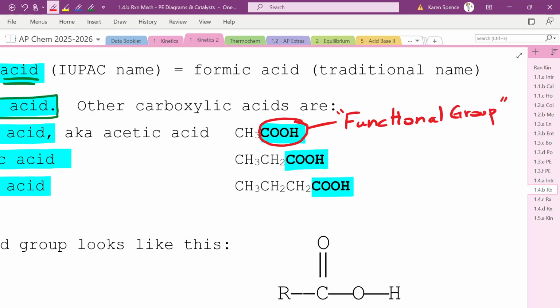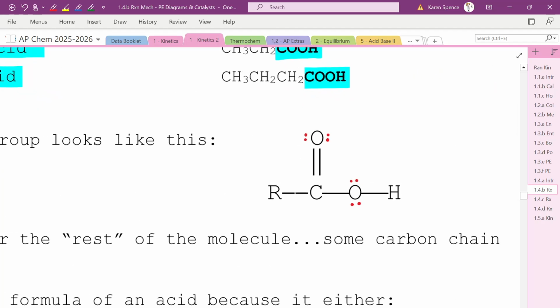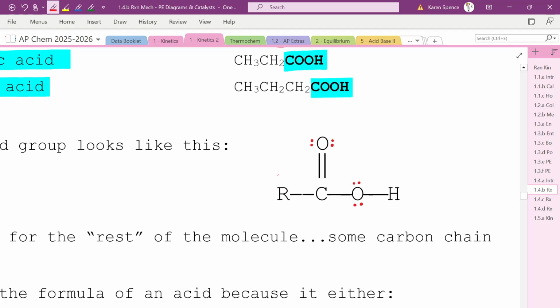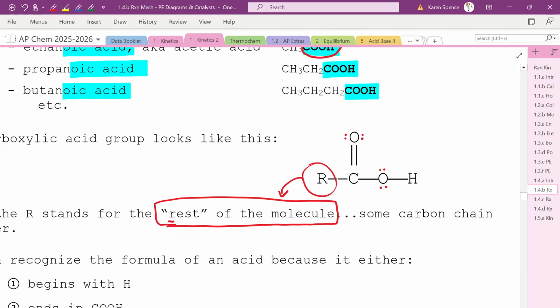And if you want to know what that looks like when it's all drawn out, we have C, double bond O, single bond, OH. And then the carbon on the other side is attached to the rest of the molecule. I don't think anyone else says that's what R stands for, but that's how I always remembered that R is just the rest of the molecule. Okay? Some carbon chain or other.